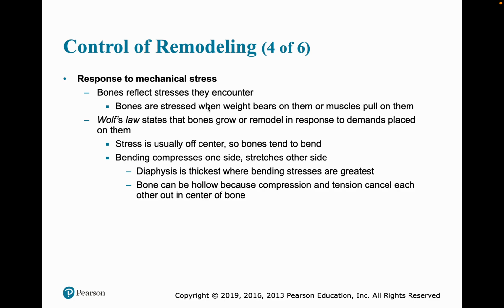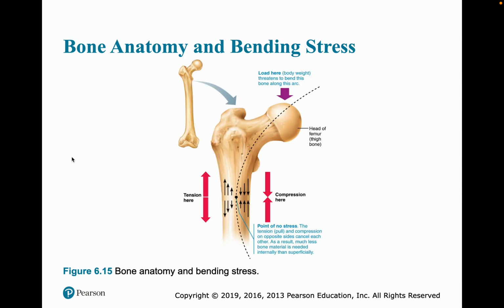Response to stresses. Bones reflect the stresses they encounter. Bones are stressed when weight bears on them or muscles pull on them. And there is something called Wolff's Law that helps to explain that. Wolff's Law states that bones grow or remodel in response to the demands that are put on them. The stress on a bone is usually off-center, so bones tend to bend, and that bending compresses one side and stretches the other. So a diaphysis is thickest where the bending stresses are greatest. The bone can be hollow because compression and tension cancel each other out in the center of the bone. Hollowness makes them even stronger.